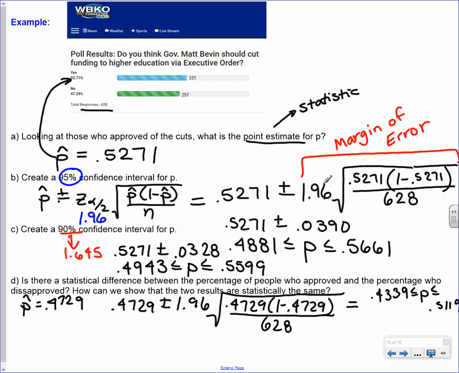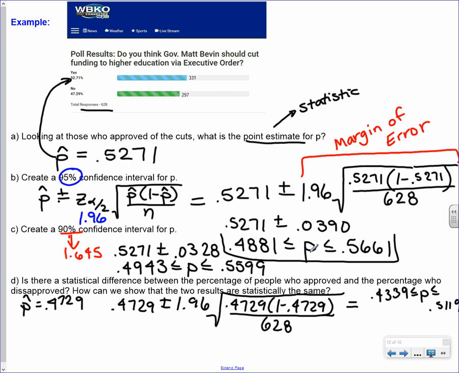Now this whole thing here in red, what you add and subtract to your point estimate, that is your margin of error. Okay, so that is where the margin of error comes into play. We end up getting 0.0390, so that would mean our margin of error is about 3.9%. We add and subtract that to here, and that would be our confidence interval. So it'd be 0.4881 up to 0.5661.